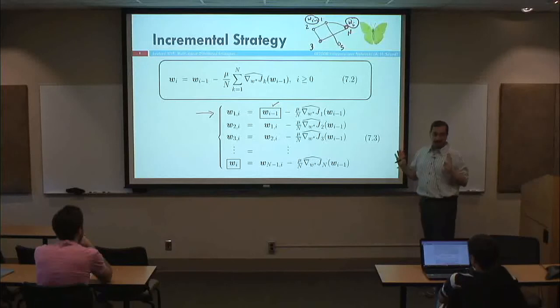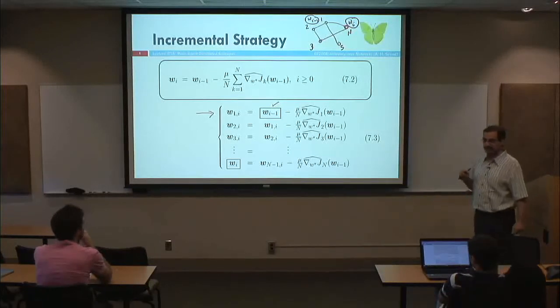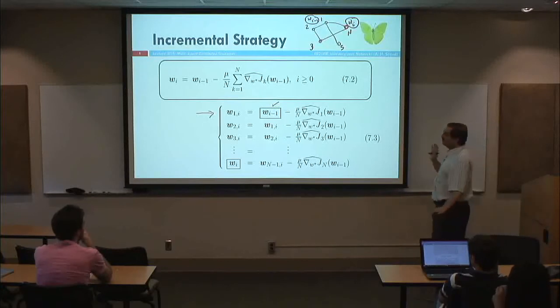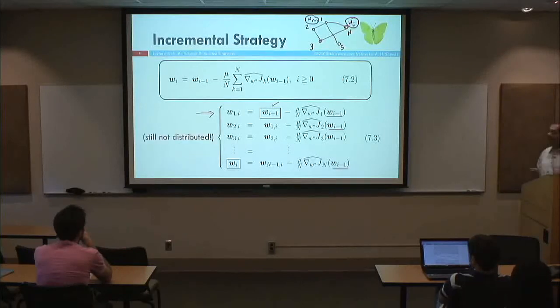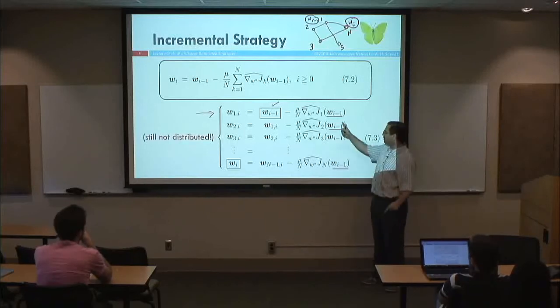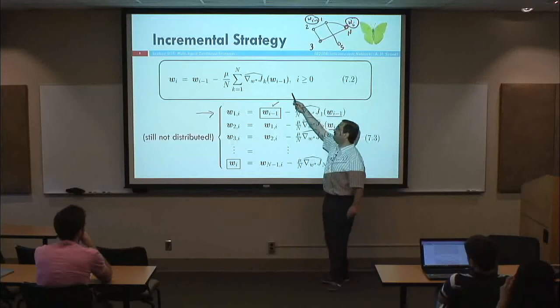So nothing changed so far. Is this a distributed implementation? Okay, if you look at it, it's not a distributed implementation. Why? Because for a subtle point, all agents need to know the same piece of information, which is the initial estimate that you started from. This is what you have here.